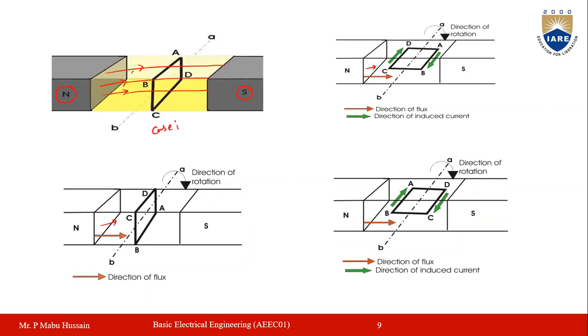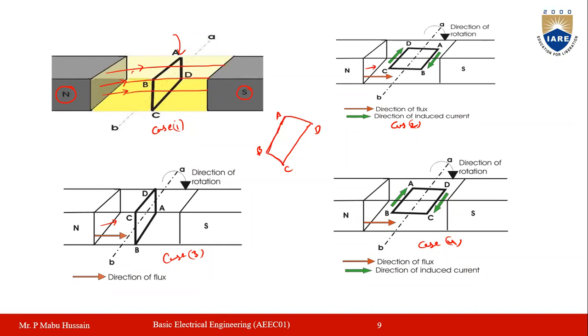This will be case 1, this is case 2, case 3, case 4. So we are observing the 4 cases here. Now we have taken one loop with 2 conductors. One conductor is AB, another conductor is CD. Now we join these 2 to make a closed loop, right?